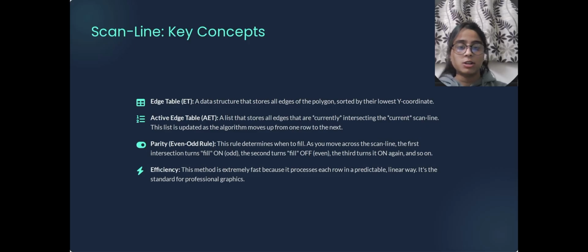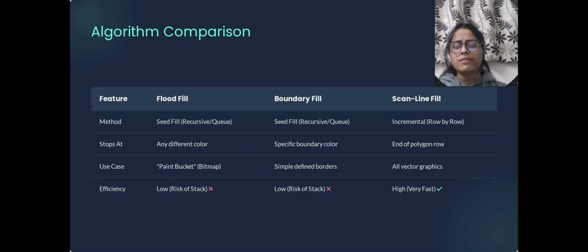So let's summarize the three algorithms. On the method, flood fill and boundary fill are both seed fill algorithms, which are typically recursive ones, whereas scanline is incremental and works row by row. Let's talk about the stopping conditions. Flood fill stops at any different color. Boundary fill stops at a specific boundary color, and scanline just stops at the end of the line segment it's drawing. To talk about the third comparison, flood fill is for paint bucket tools on bitmaps, and boundary fill is for simple defined borders, whereas scanline is a professional standard for all vector graphics.